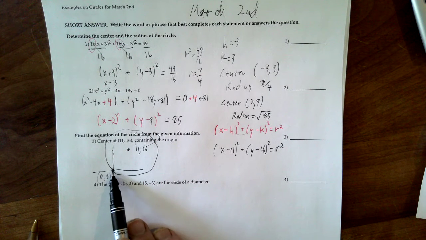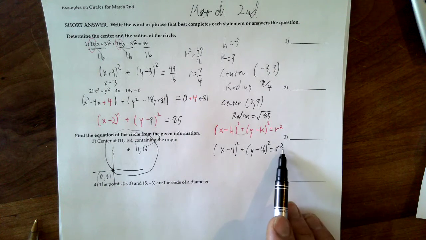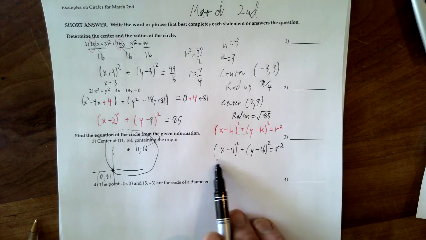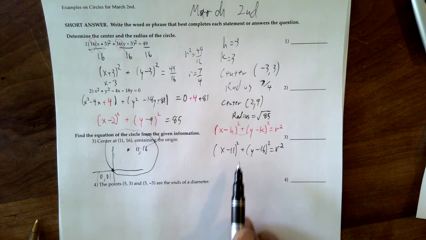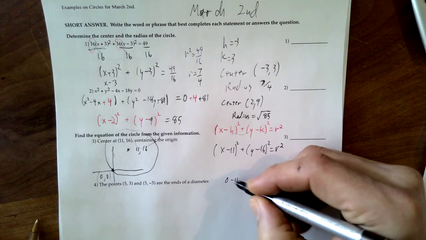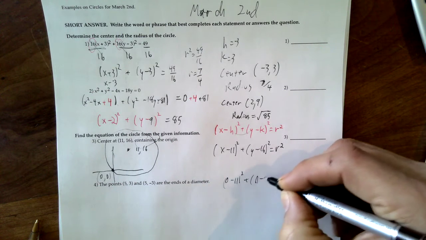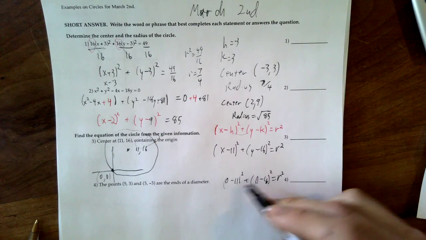That's what it means for this point to be on the graph or contained in the graph. Is that if I plug those in, it'll come out equal. So I can figure out the r squared kind of backwards by plugging those things in. This would have to be true for 0, 0. So 0 minus 11 squared and 0 minus 16 squared would have to equal r squared. And that's just a number now.